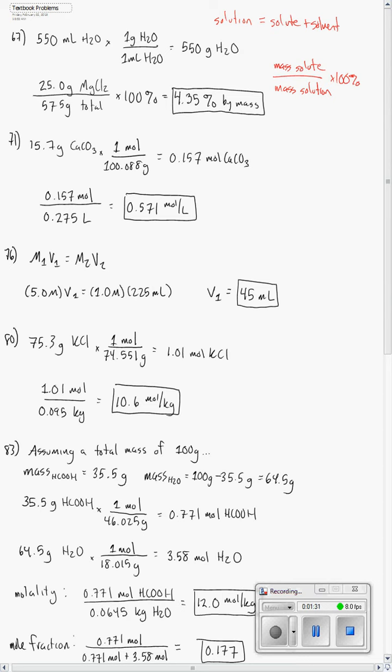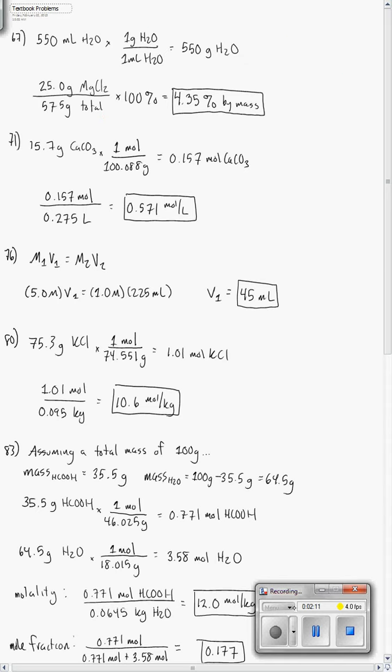So we need to convert these milliliters of water to grams. We do this using density. Density is mass per volume, and we can use it as a conversion factor when we're going back and forth between mass and volume. The density of water at room temperature is 1 gram per milliliter. So we can use this to convert 550 milliliters of water to 550 grams of water. Once we've got our mass of water, we can add it to our mass of magnesium chloride to get the total mass of the solution, which is 575 grams. If we divide our mass of magnesium chloride by this 575 grams and multiply by 100%, we find out that this solution is 4.3% magnesium chloride by mass.